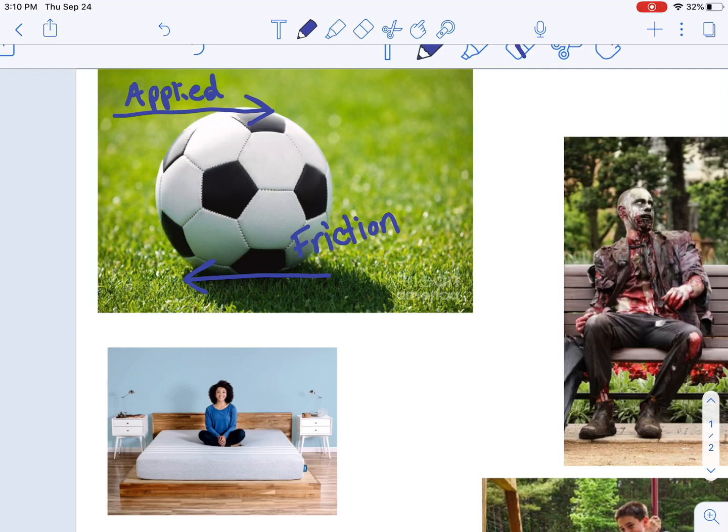So in this first example here, we've got a soccer ball. If that soccer ball is being kicked, okay, you have an applied force going in a certain direction. Now, as the ball is rolling, you have the force of friction that is going in the opposite direction. It is forcing it to slow down and eventually stop. But those forces are going in opposite directions.